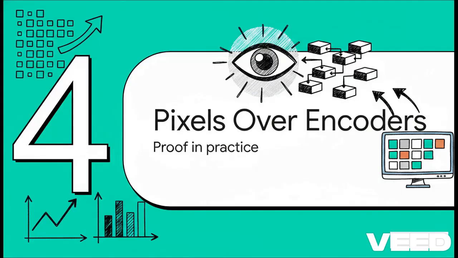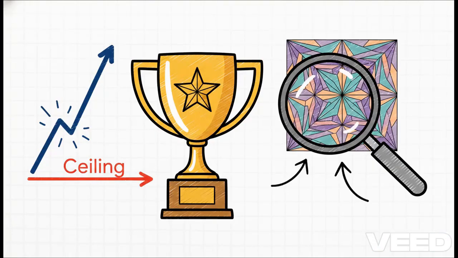Let's move to Section 4, Pixels over vision encoders. Okay, so it's one thing to have a simpler, more elegant theory, but it's another thing entirely to prove it actually works in practice, right? Well, the benchmark results speak for themselves.